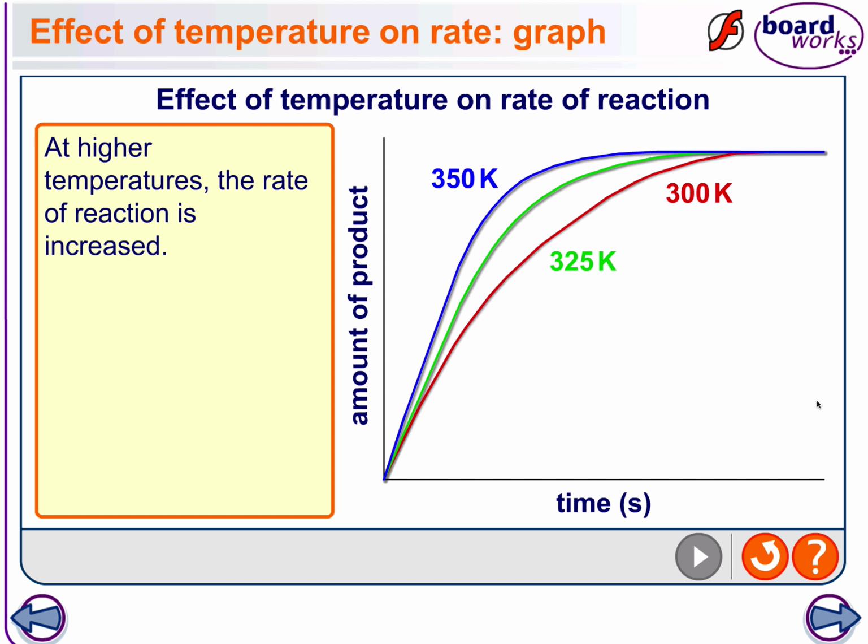Right, now that's everything that you'd expect to know from the first part of AS. The next part is to start looking at Boltzmann distribution curves.